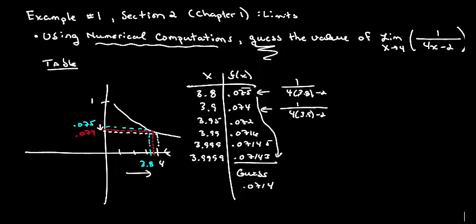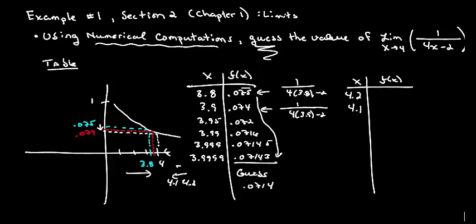Now we can't just do it from one side. We also have to come in from the other side. So we start picking some values here. I want to come in, let's say, from 4.2, 4.1. Notice I'm coming in. Here's 4.2, here's 4.1. We're coming closer and closer to 4. Let's do 4.01, 4.001, and 4.0001. So we take all those and we're going to plug them into this function up here.